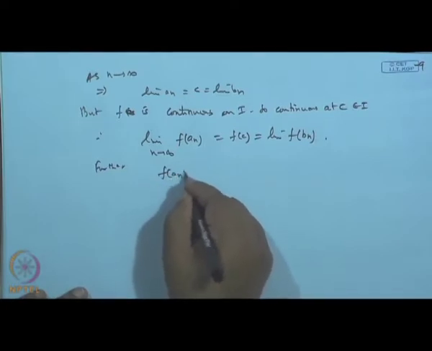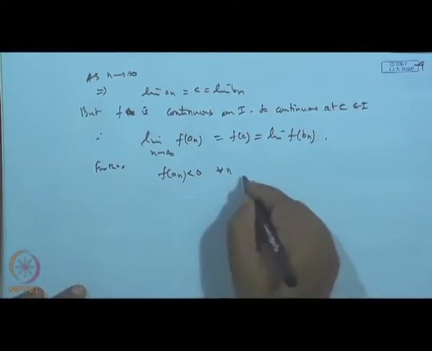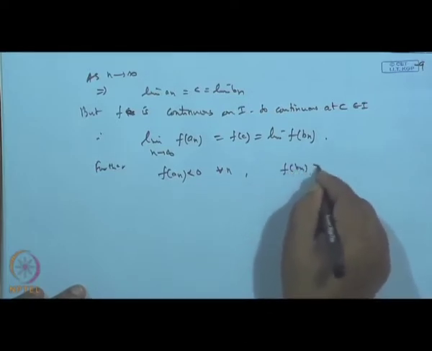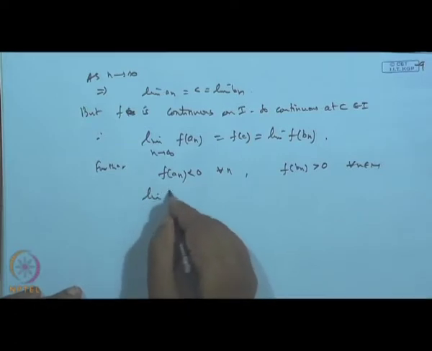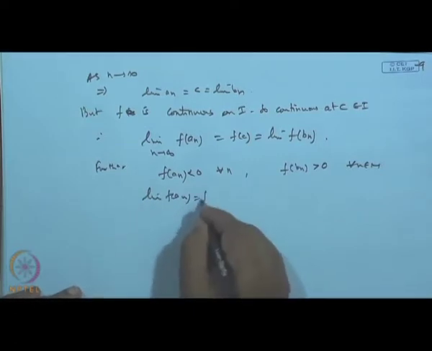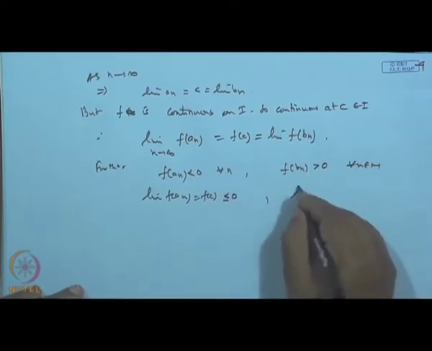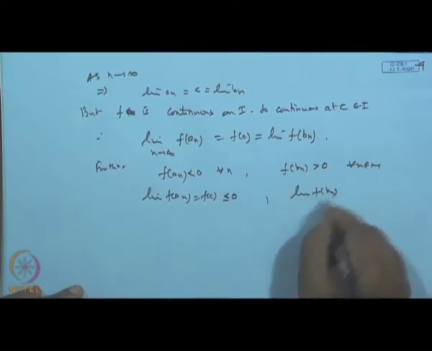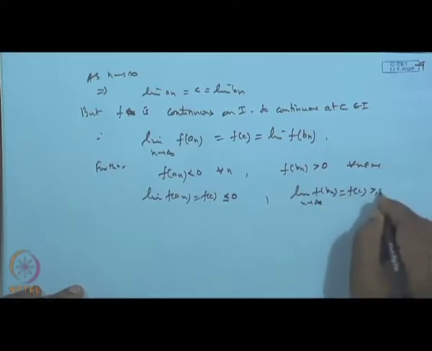Now, further, f of An will always be negative for each n, and f of Bn will always be positive for each n. So, therefore, the limit of the sequence f of An, which is equal to f of C, will be less than or equal to 0, and from here the limit of f of Bn when n tends to infinity, which is also f of C, will be greater than or equal to 0.